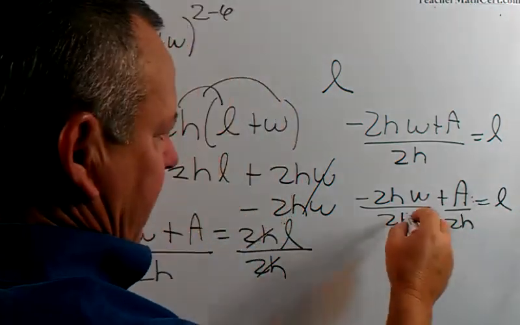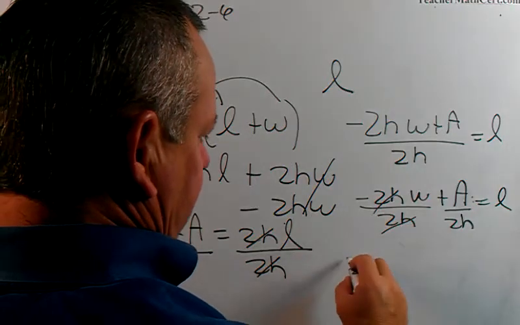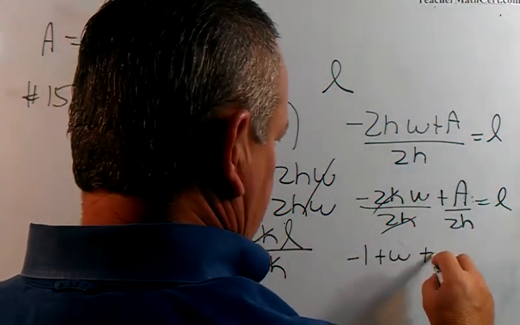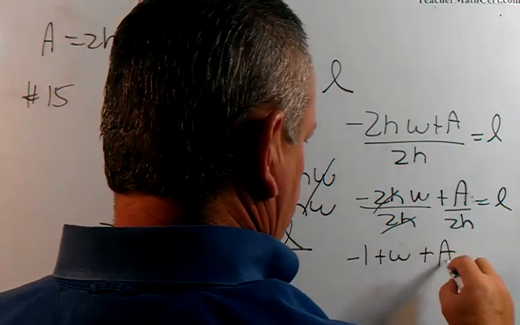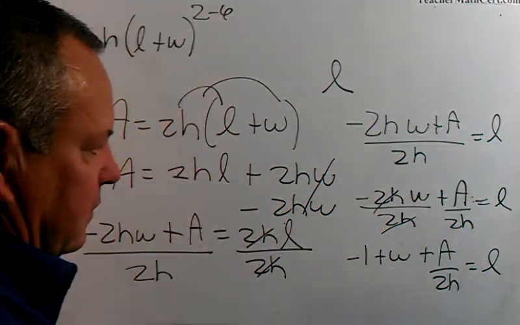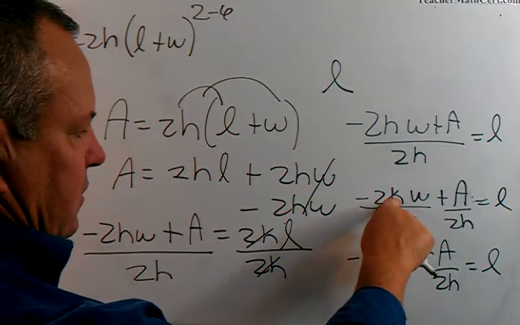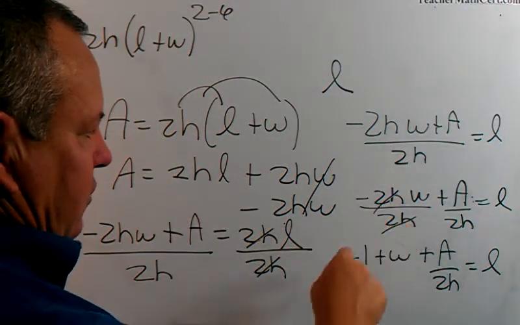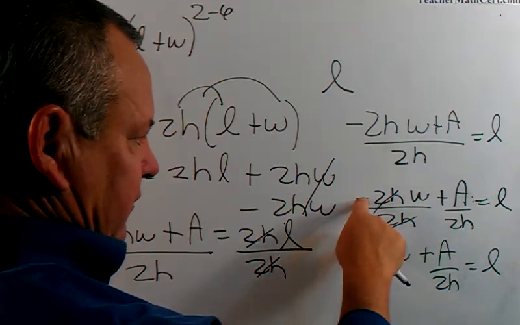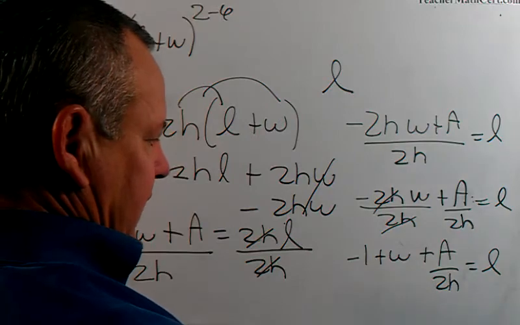Now this 2H is going to cancel. We'll be left with what? A negative 1 times W plus A over 2H is equal to L. This 2H cancels, and what? 2H into 2H is going to be what? 1, but it's going to be a negative 1, right? Because negative divided by a positive is negative. Okay?